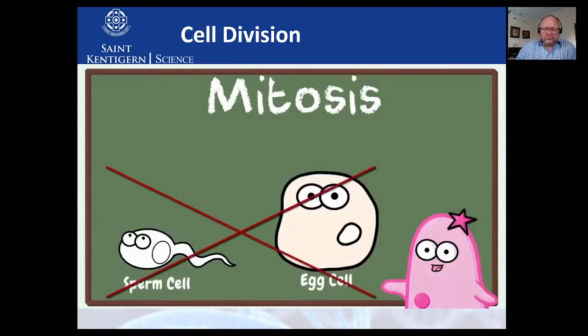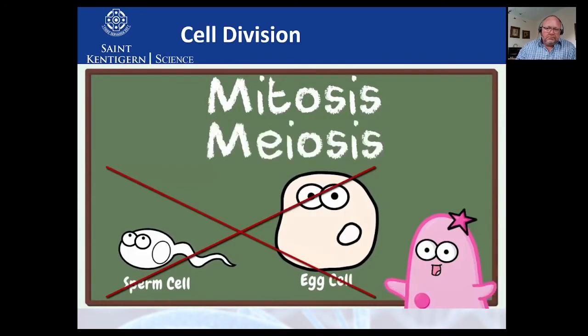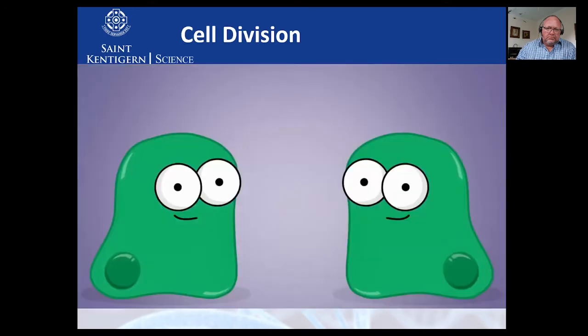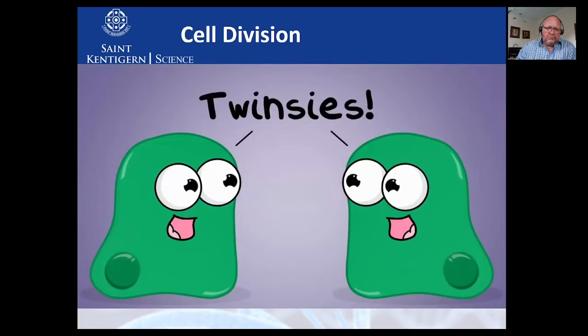Mitosis is not a process that makes sperm or egg cells, because that's something different called meiosis, which sounds like mitosis, unfortunately, but it's a different process. Mitosis is done to produce body cells. Mitosis makes identical cells. That is the goal, identical cells.